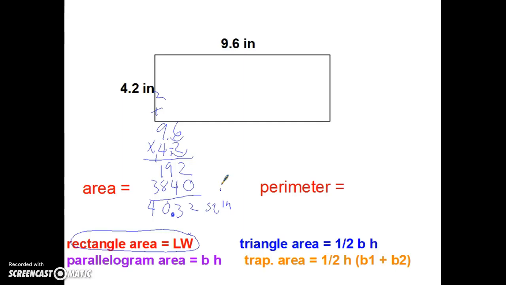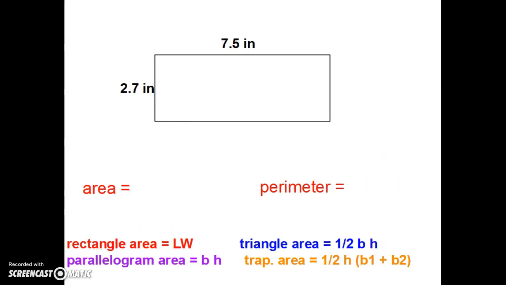Perimeter means I need to add all the sides, so I'm going to have a 9.6 and a 9.6 and a 4.2 and a 4.2. Remember, make sure you double each of them. So we got 6, 12, 14, 16, carry my 1, 10, 19, 23, 27, and my decimals, when I'm adding them, lined up like buttons on a shirt, so 27.6 inches.